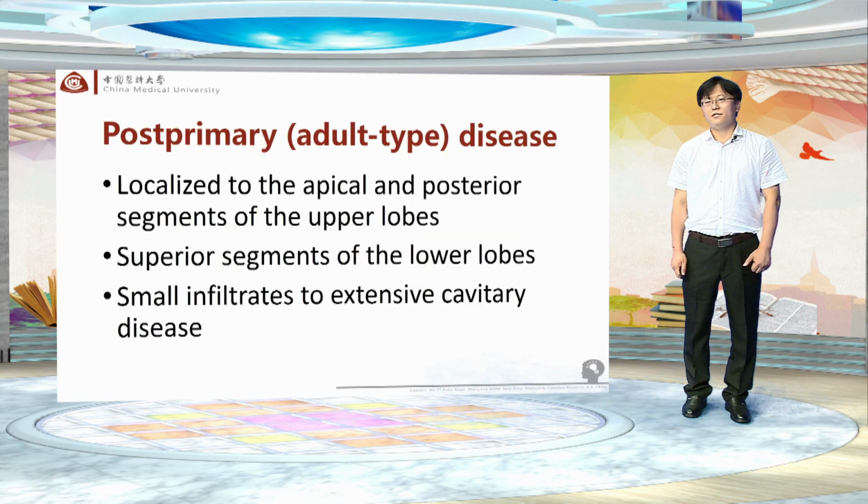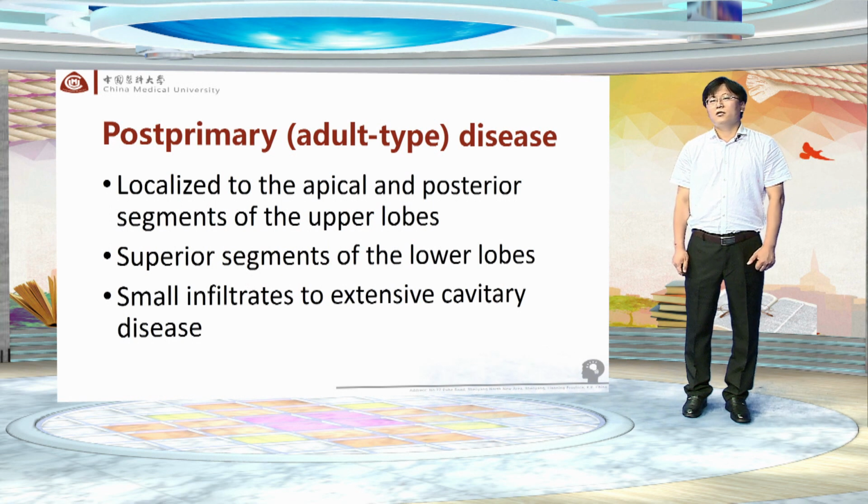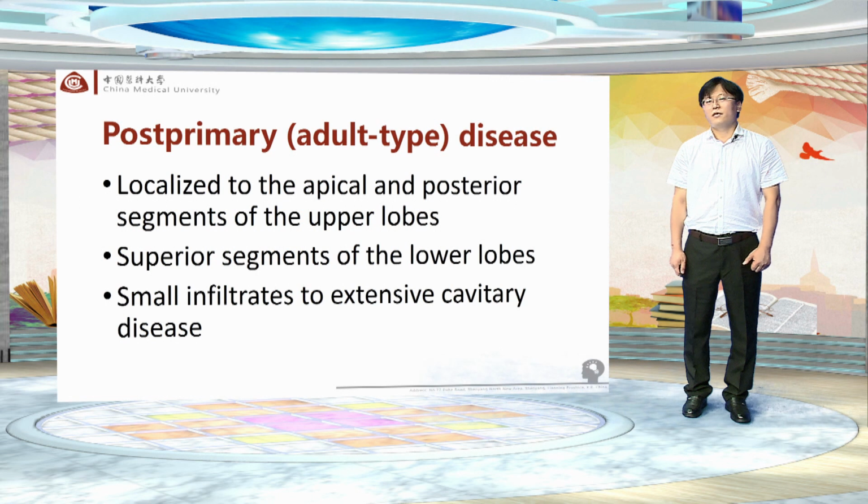Post-primary disease, or adult-type disease, is relatively localized and usually happens in the apical or posterior segments of the upper lobe or the superior segments of the lower lobes. These positions have the lowest movement, blood flow, and lymph flow, which makes these areas vulnerable to post-primary tuberculosis.